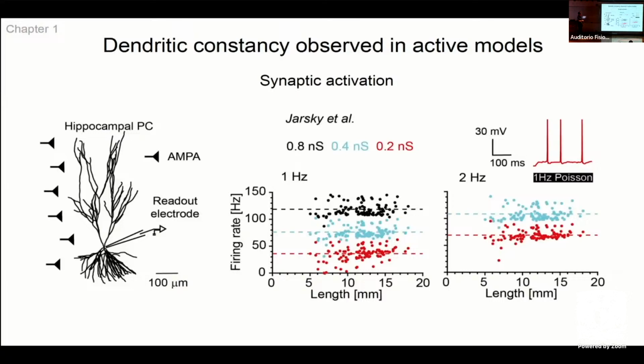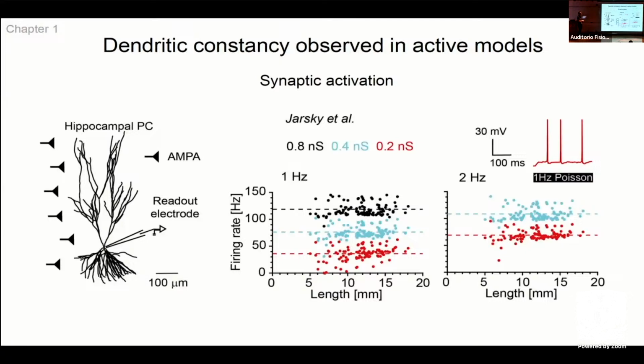And the main message of this is that if you look at the scale of the size of the cells from small to big, on average, the output firing rate is the same. And it doesn't matter how big the cell is, as long as the input density and also the diameters of these dendrites are normalized, you always get this average behavior, which is what we call dendritic constancy.